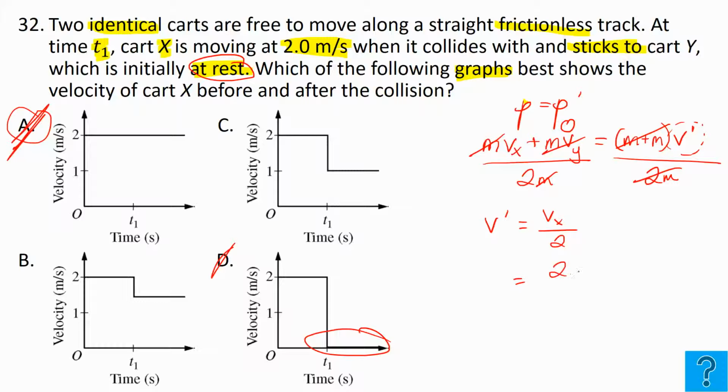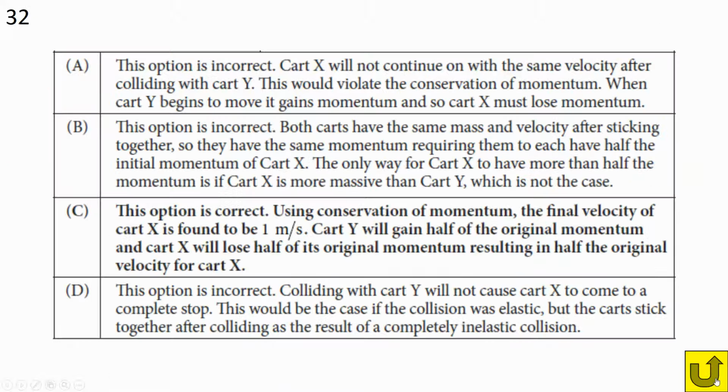When we plug in that value, it's going to equal 2 meters per second over 2, which is 1 meter per second. We look at the graph that at time t1 goes down to 1 meter per second, and that is C. If we look at the answer key, we see that that is correct. We are basically doing a fairly simple conservation of momentum problem.